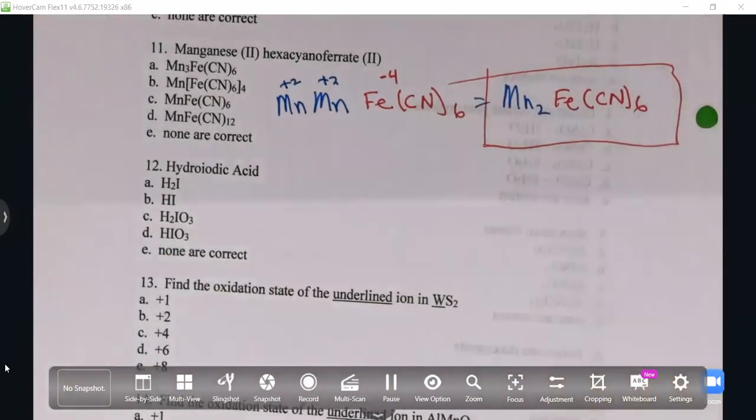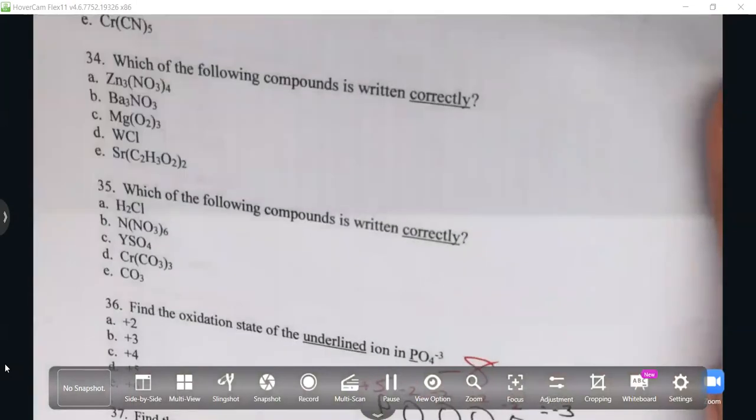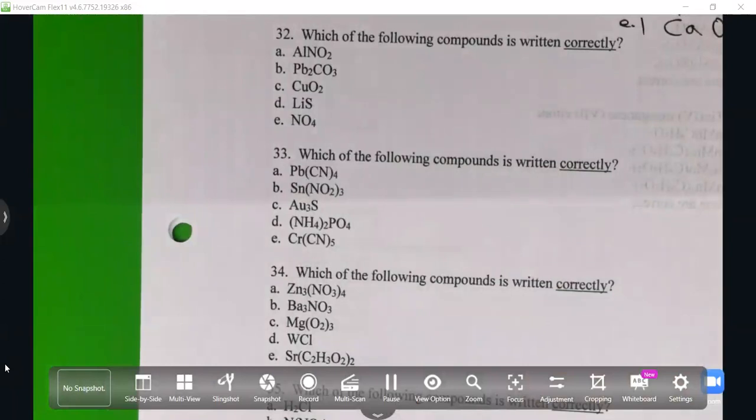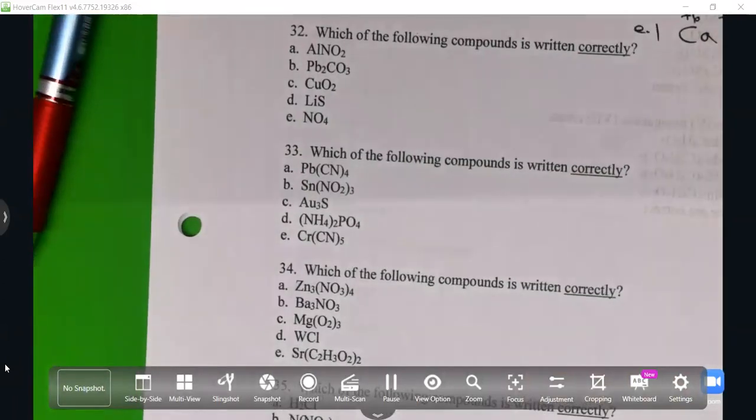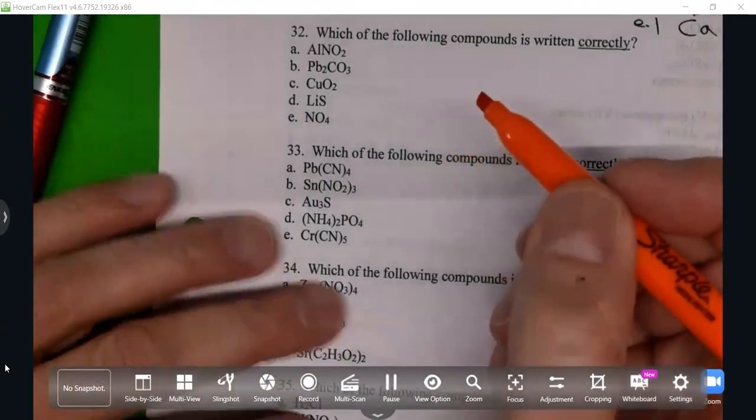Any other ones on this baby? Yes. 32. Let's see if we can master that 32. I'll give it a shot. 32. Which of the following is written incorrectly? Okay. Now, 32. And there might be a little hiccup in 32, I'm not sure yet.